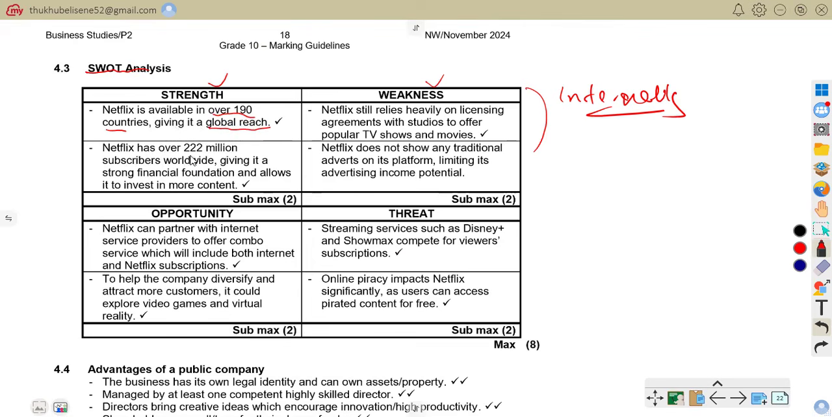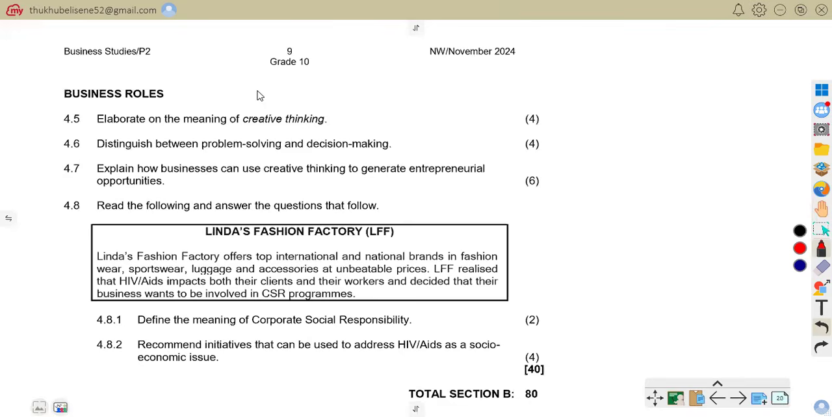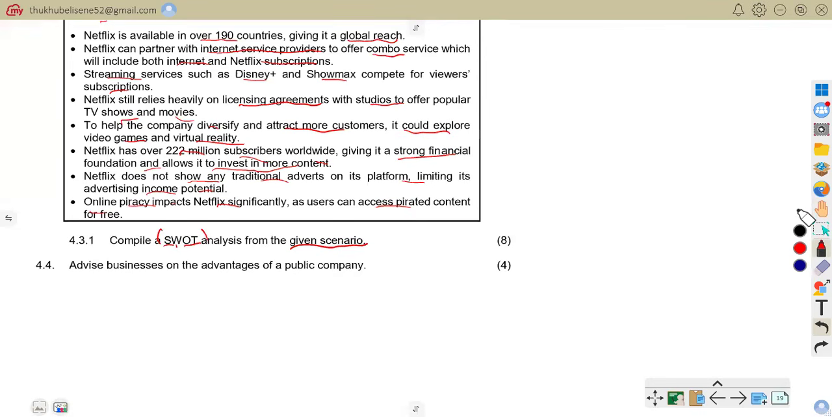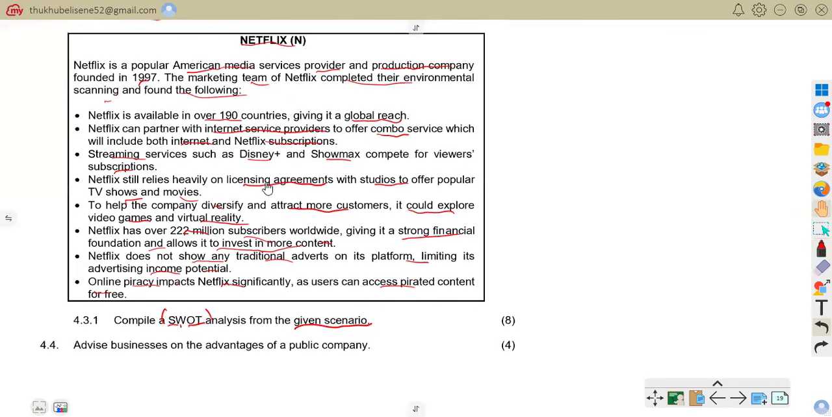Also, Netflix has over 222 million subscribers worldwide, giving it a strong financial foundation and allowing it to invest in more content. So all that we are talking about is found in the scenario, as we can confirm from the scenario that we just read. As we said, Netflix is available in over 190 countries. So that is the strength of this organization, giving it a global reach.